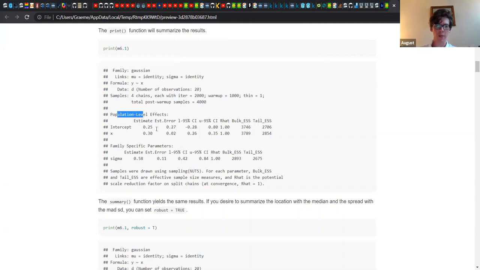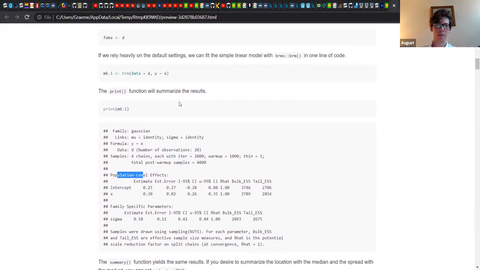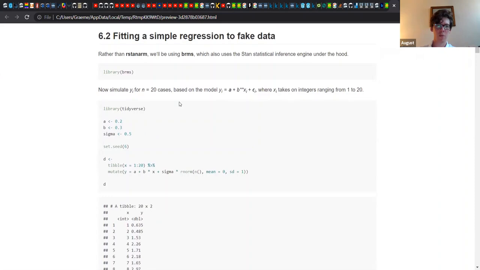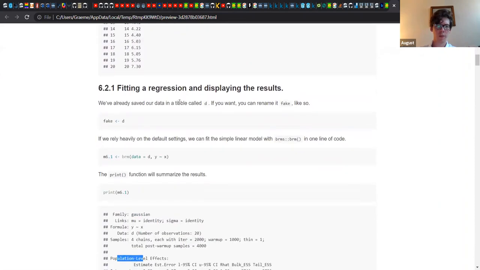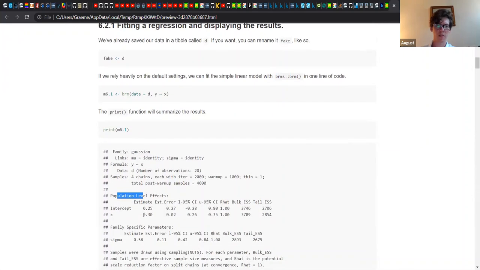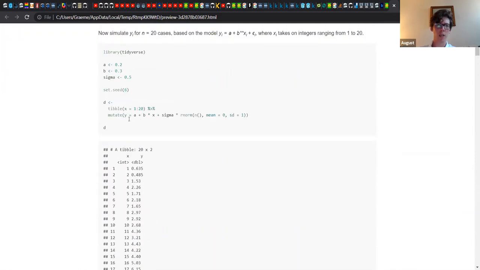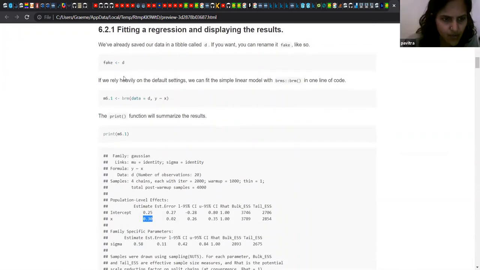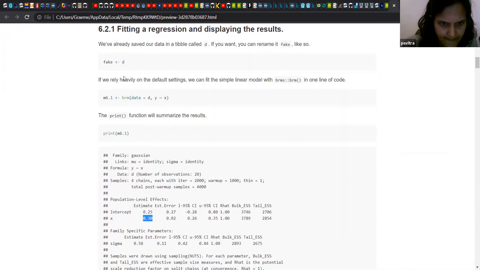The population effects are written down as, this is the intercept at 0.25. Now, if I remember, the intercept was 0.2. Oh, so that's not that far off. Yeah, that's not that far off, is it? And then this is your beta, the effect of X on Y, which is 0.3. And if we go back up here, it is actually 0.3. So it's pretty close to what it was. Exactly. Then we've got this down here, which is the sigma value, our error term, which is 0.5. I think that's what that means, because it is written as sigma.